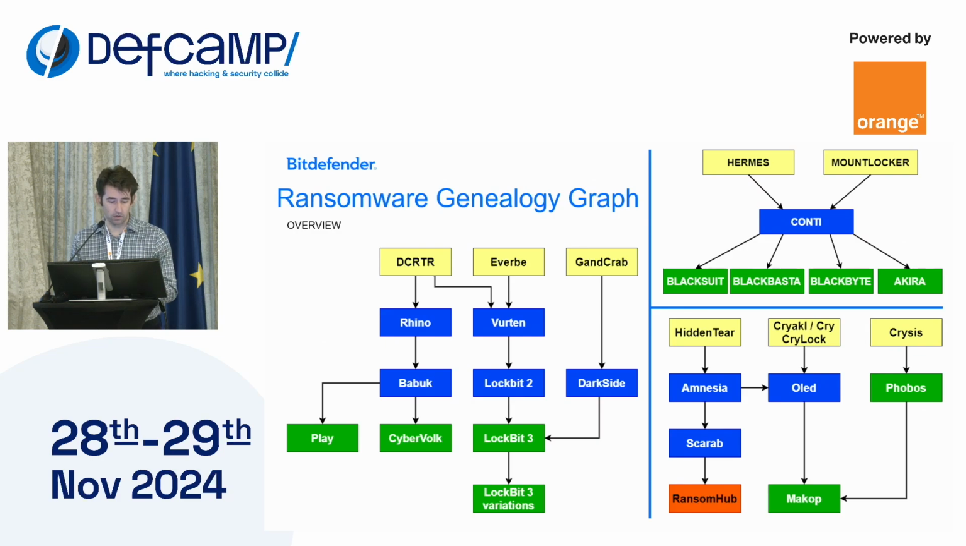So the code is the same, but we have different ransom notes. Okay, Play Ransomware and CyberVault are also active. So this genealogy ends up in still active families and operators. We have the Conti genealogy, which inherits from Hermes Ransomware and Mount Locker, and all the final families which evolved from these roots are still active: Black Suite, Black Basta, Black Byte, and Akira. And the last one is Makop and Phobos ransomware, which inherited from Hidden Tear, Prianca, and Crysis. And we also have Ransom Hub, which may be still active. And this would be the third genealogy.